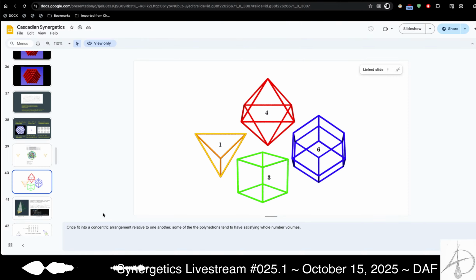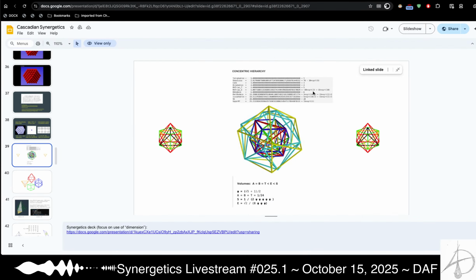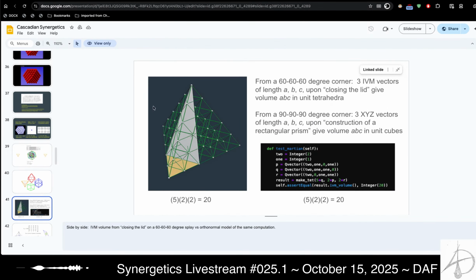So these shapes fit into a concentric hierarchy relative to one another, and some of the polyhedrons have satisfying whole number volumes. Whereas if you're in Cubelandia, wherever that is, you're going to get the cube with a nice volume of 1, and then other shapes have all kinds of different fractional fictitious values. Whereas when we're in this integer-scaled system of volume predicated around the tetrahedron in Synergetics, we get all these different nice integer-valued, and where not integer-valued, very nicely symbolically describable volumes.